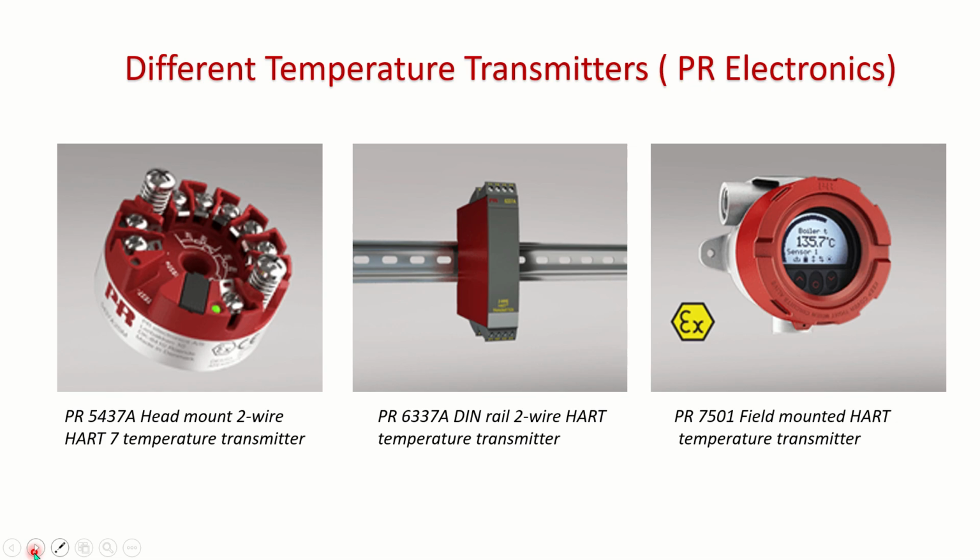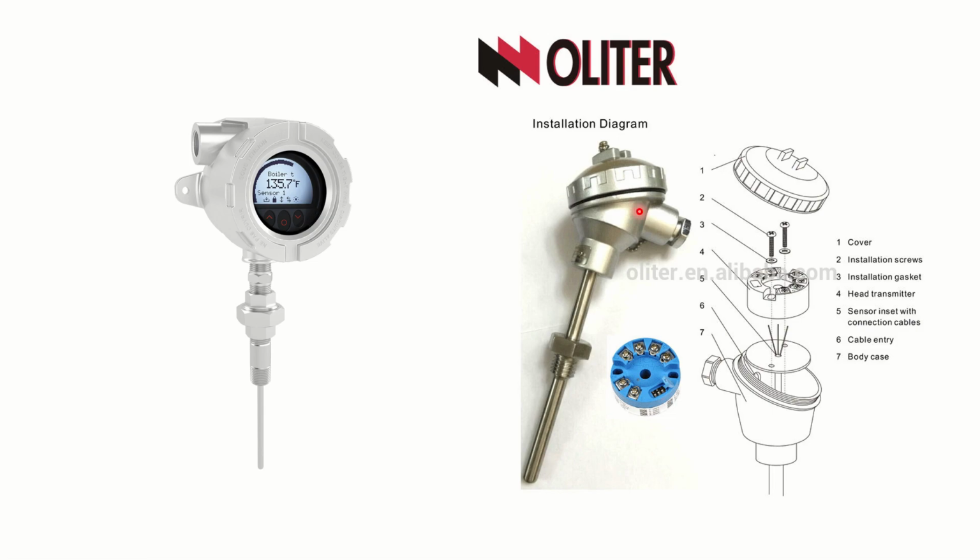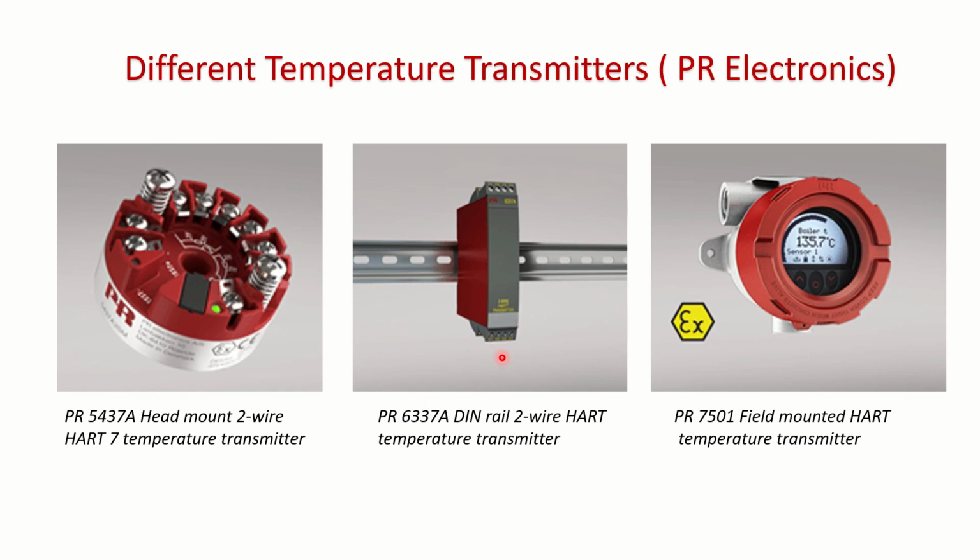Now you see here, these are the different types of temperature transmitters. All of them are HART enabled transmitters. You can see this is a DIN rail type transmitter. So if you are having a DIN rail type transmitter, then you need not put a head transmitter within this protective cover. You can take the wires directly outside from the sensor. You can connect them to this DIN rail 2-wire HART temperature transmitter. This is a head mount type 2-wire HART temperature transmitter. This is field mounted, and these are costly, and you can apply them for temperature measurement applications, remote applications likewise.